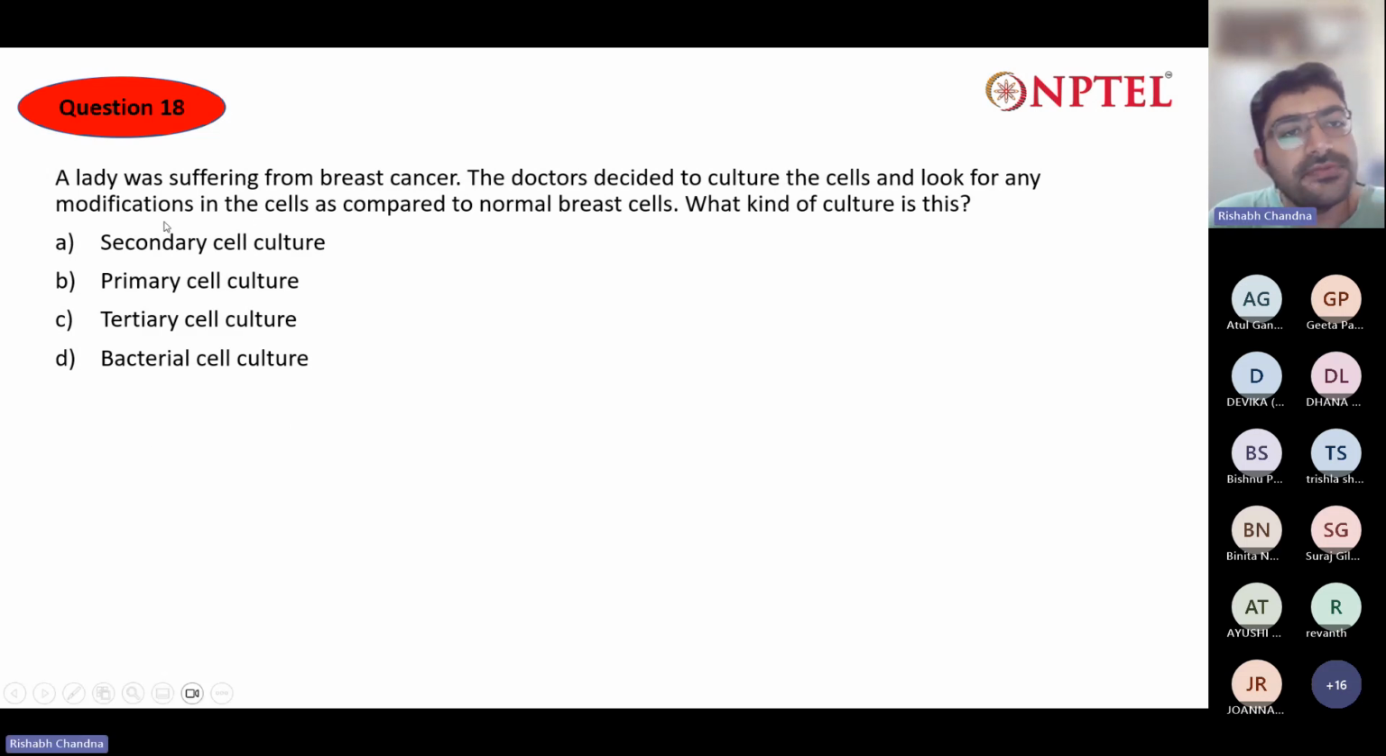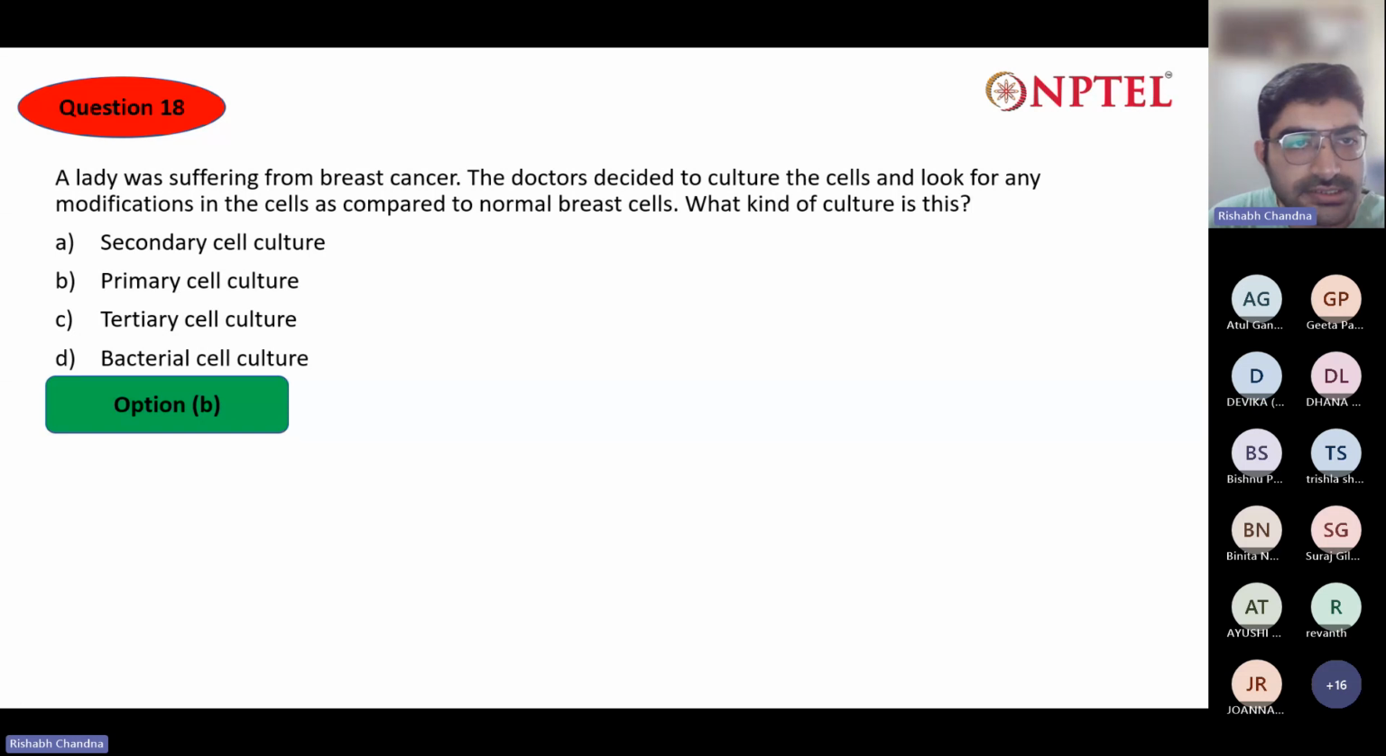A lady was suffering from breast cancer. The doctors decided to culture the cells and look for any modification in the cells as compared to the normal breast cells. So what kind of culture is this? Primary cell culture. Any more answers? Fine. So yes, the correct answer is primary cell culture.